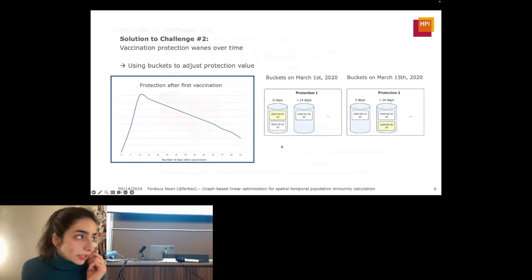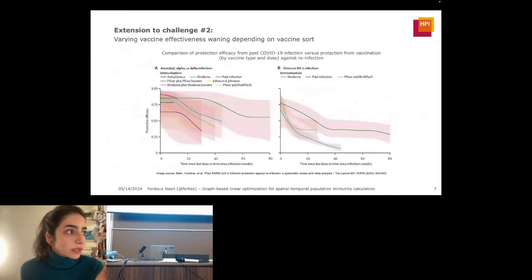And the extension of this challenge was also dealing with the different vaccine effectiveness and different vaccine sorts, which is the case for COVID, for example. And so in reality, the buckets are not just two, there are many different buckets for different timelines and different vaccine types.